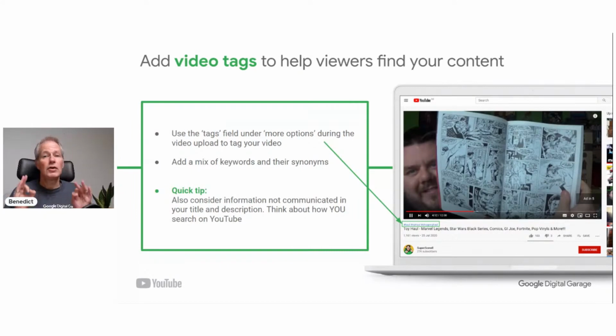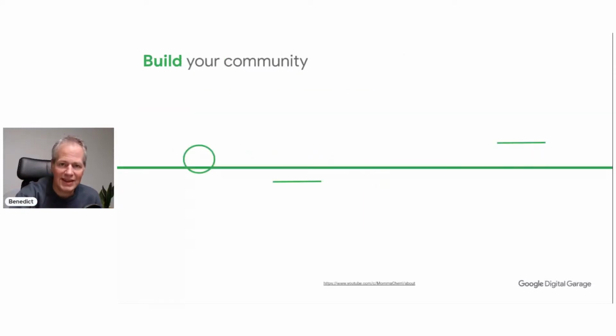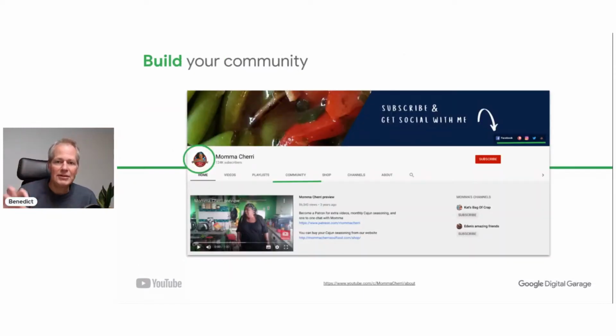And just a quick tip, consider information not communicated in your title and description. Think about how you search on YouTube particularly. And then build your community, so important. Integrate your channel into your website, social media, email, and any way you are visible online. It's an excellent way to get your videos in front of interested viewers, encourage continued interaction with your brand and help to really spread your story further.